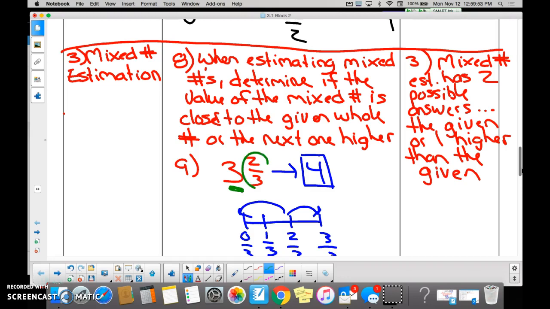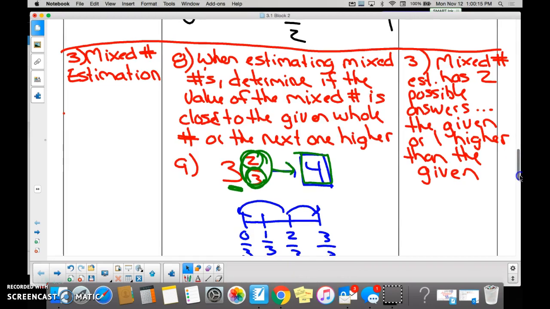So in this case, we look at the fraction to decide if we should keep it 3 or move it to 4. We decided to move it to 4 because why? Who can tell me why we decided to move it to 4? Avery, really loud. Because 2 is at least half of 3. So if 2 is at least half of 3, we give it a Shove. Cool, cool, cool. So there's a couple more examples of that.